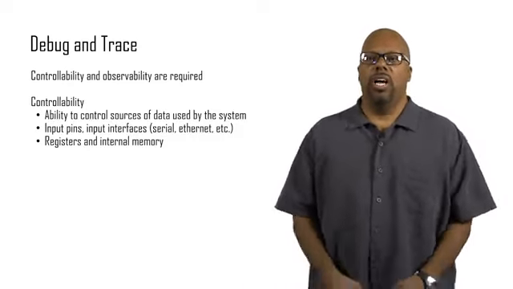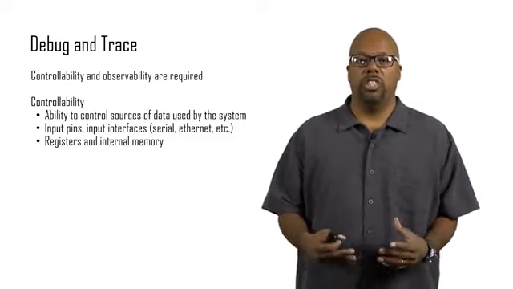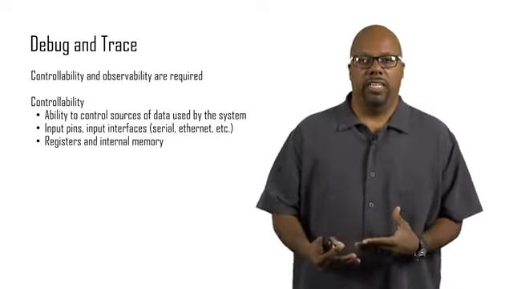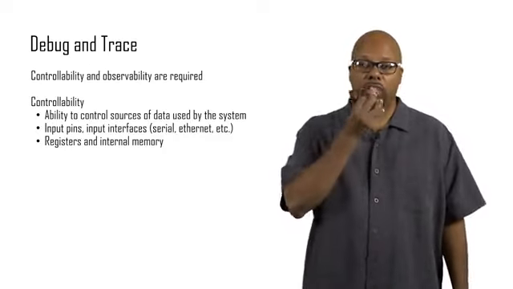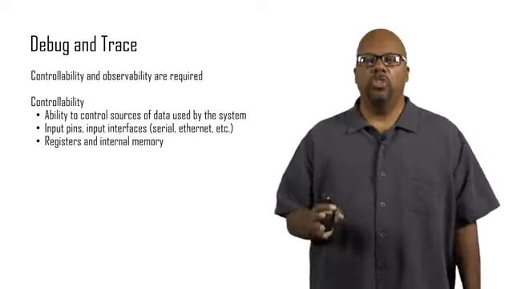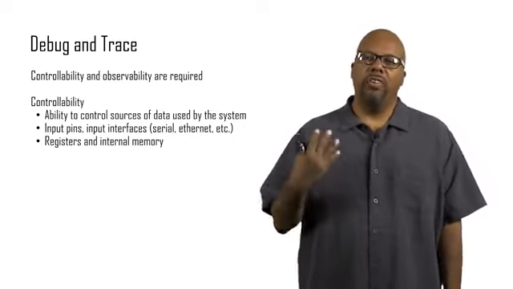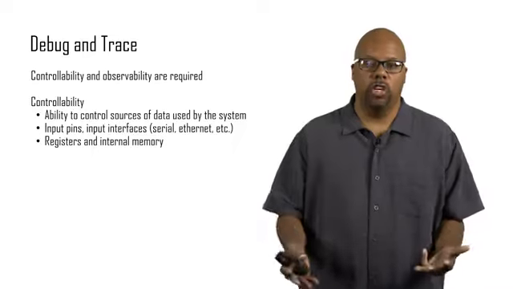Debug and trace. So one thing about debugging and testing in general is that you require controllability and observability to locate the bug. So what do I mean by that? Controllability is the ability to control sources of data that are used by the system. This you need in order to apply tests, to test something to see if a feature works.